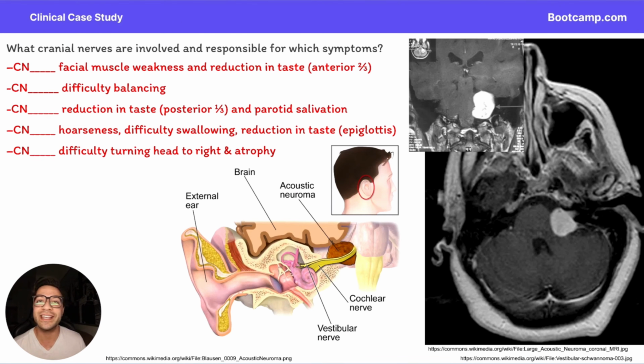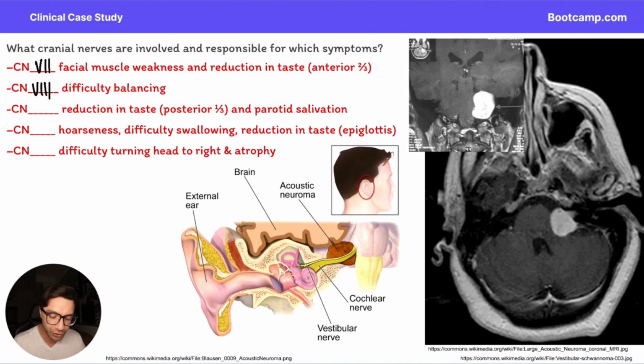So coming back to our case study with all those symptoms, we have which cranial nerve is responsible for facial muscle weakness and reduction in taste sensation, specifically the anterior 2/3. We talked about this earlier in the lesson. This is going to be cranial nerve 7, or facial nerve. And then we have difficulties in balancing. Well, this is going to be that vestibulocochlear nerve, specifically that vestibular branch, which is involved in equilibrium. This is cranial nerve 8.